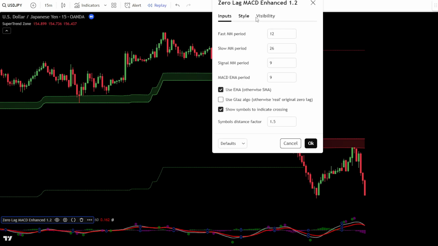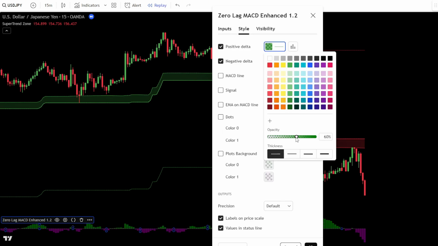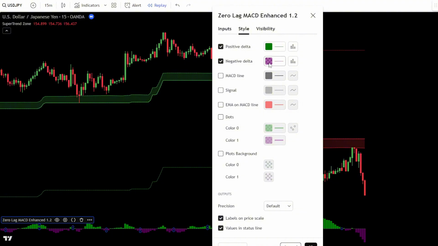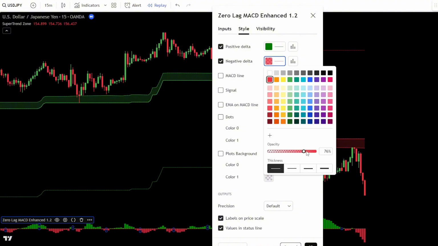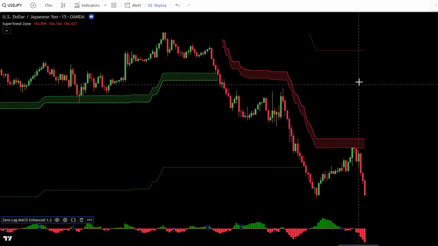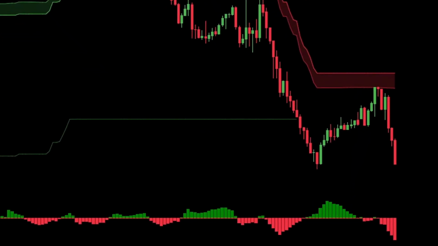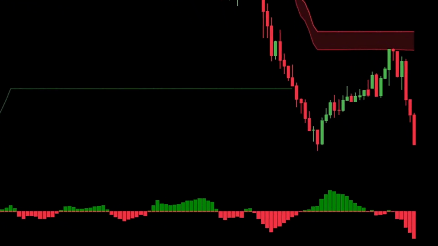Go to the Style tab and remove some of the elements we don't need. Remove all the elements and keep only the positive delta and negative delta sections. Next, adjust the color and thickness of the 0 lag MACD lines according to your preference. Once done, simply click OK to save the changes. This 0 lag MACD indicator will be used as a guide for placing orders in the market.